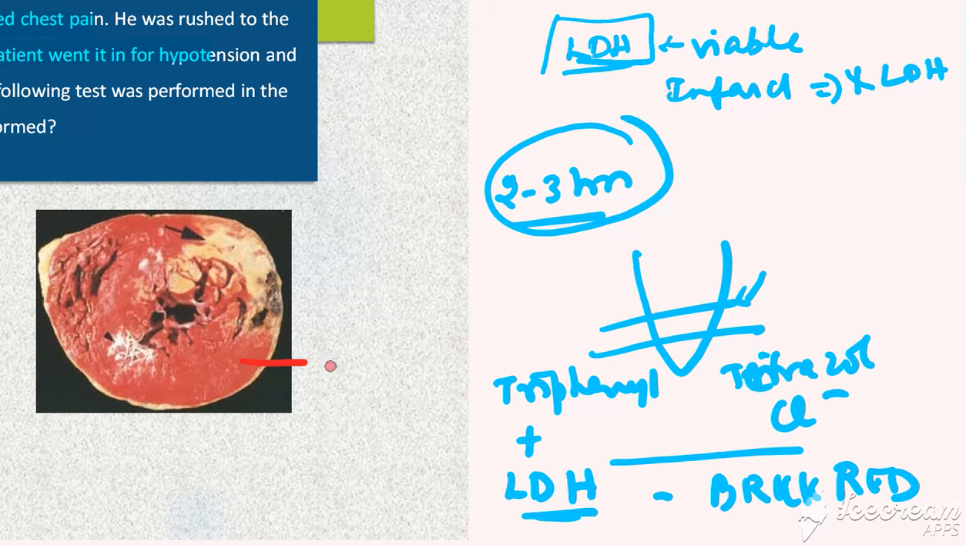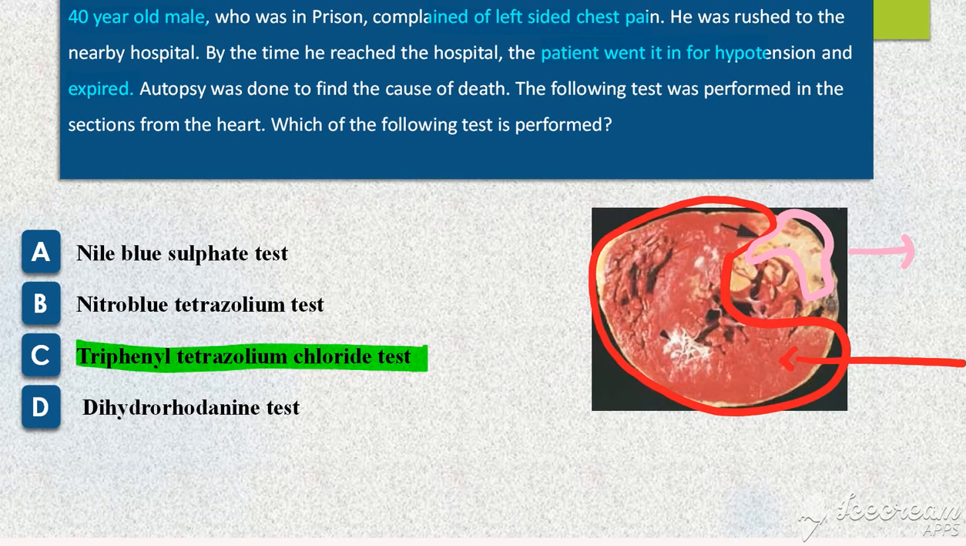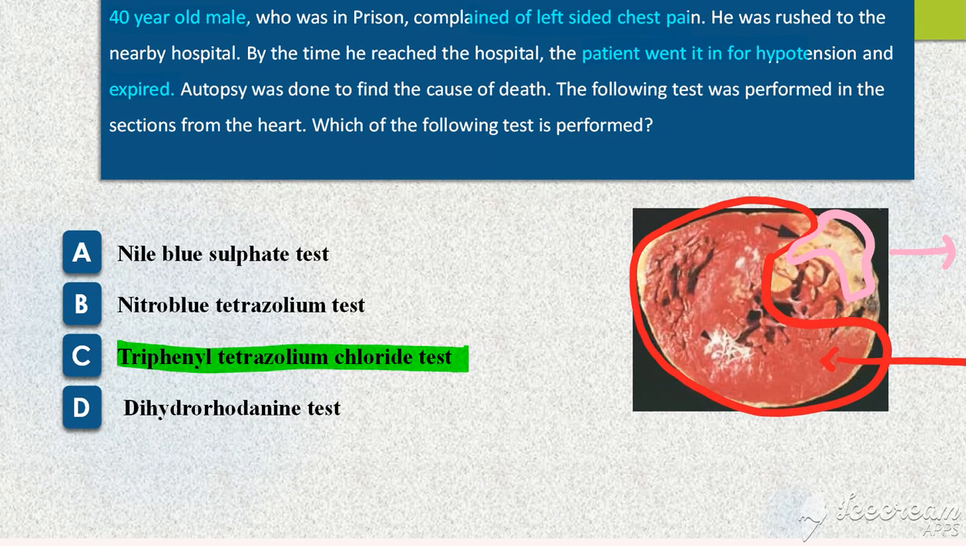If you see here, you can clearly see this area appears brick red. All of these contain LDH, so they are viable myocardium. Whereas you can see a pale area here. This is what we call an infarcted or non-viable myocardium. So when the duration of death is very short, 2 to 3 hours, it's very difficult to make out the gross changes. So you have to go for certain tests to detect or suspect an infarcted area. The triphenyl tetrazolium chloride test is the one used to detect these infarcted areas, and it's based on enzyme activity.